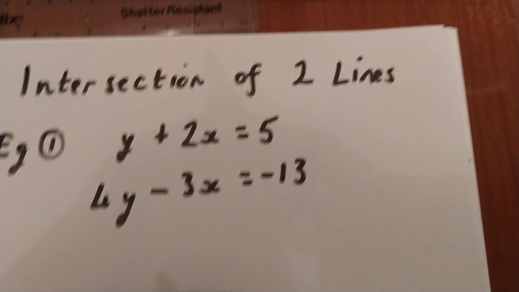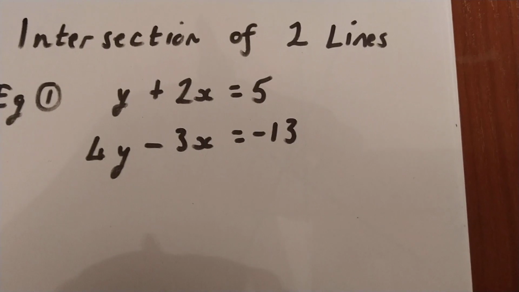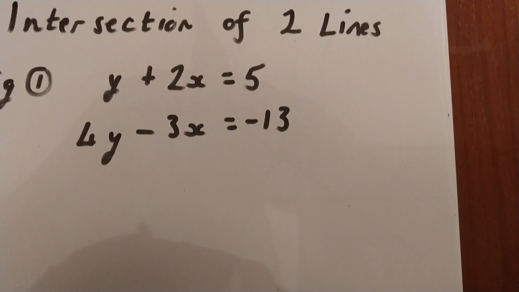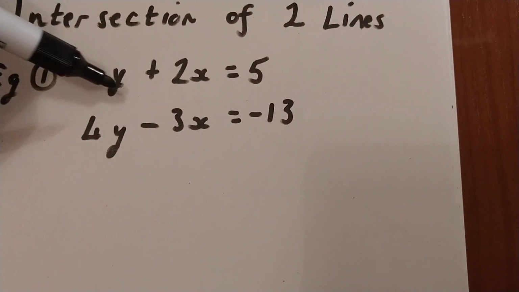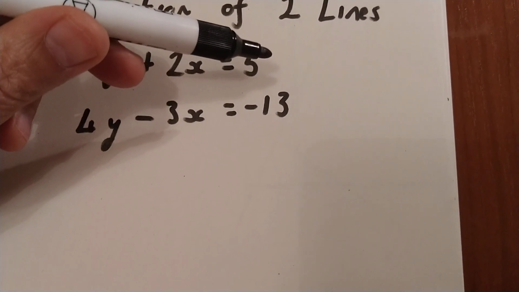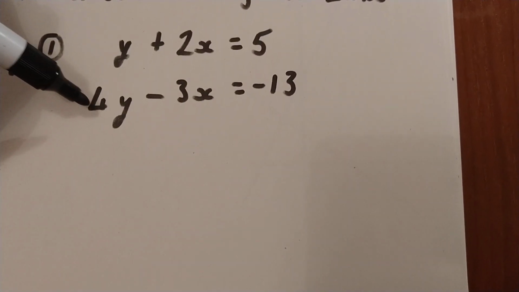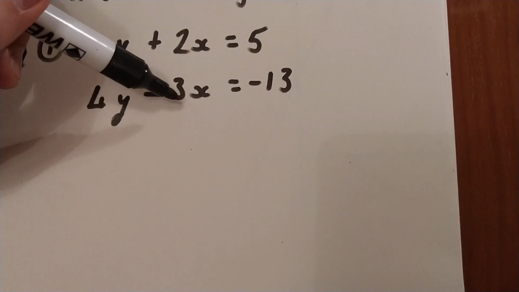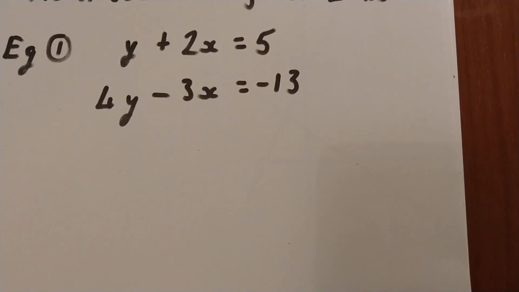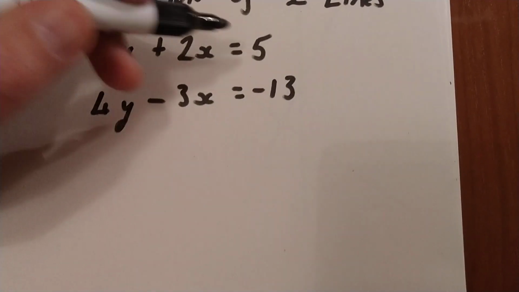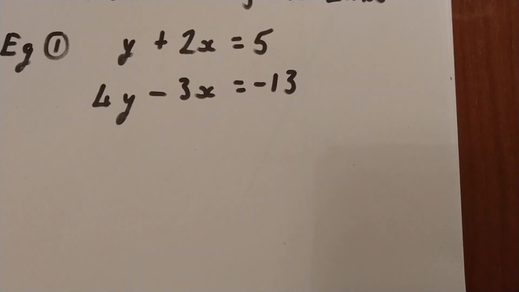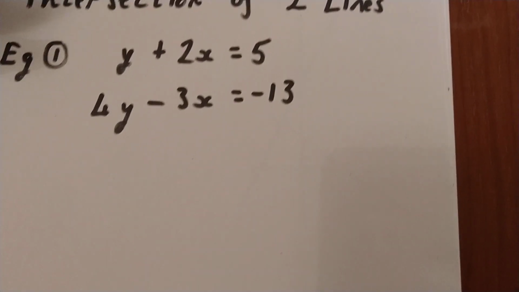And the main thrust of this: intersection of 2 lines. Let's say we're given the equation of 2 lines. One line has equation y plus 2x equals 5. The other line has an equation 4y take away 3x equals -13. Neither is in standard line form, but they're both nevertheless equations of a line.